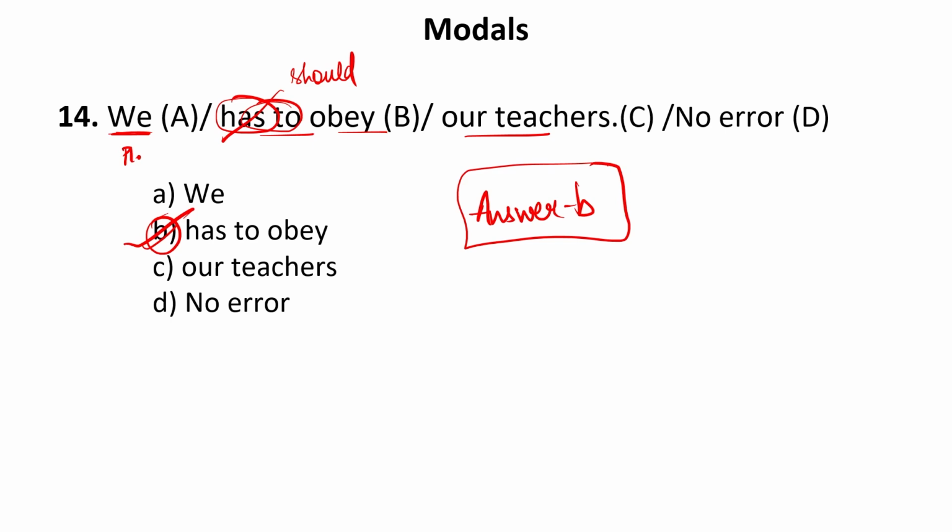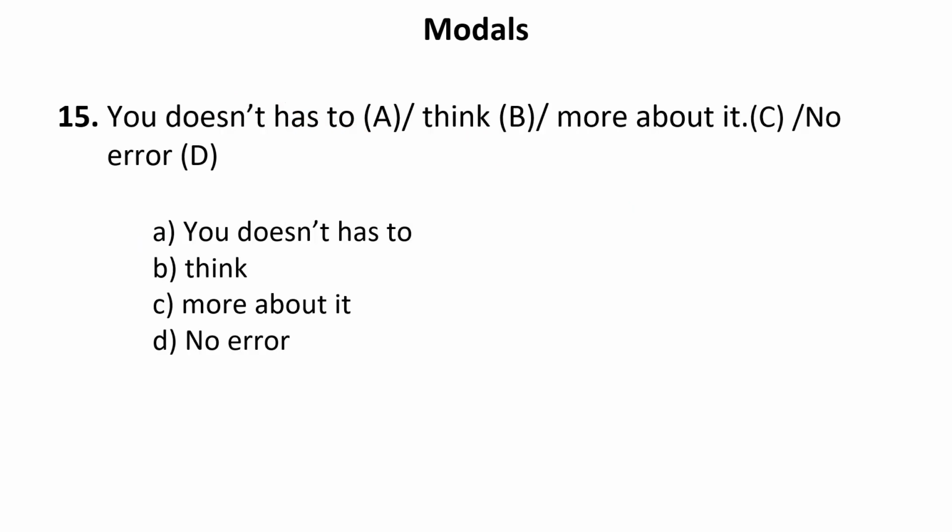Now let us move to the next one. Here the sentence is, you doesn't have to think more about it. Now in this sentence we have you, which is a plural subject. And after a plural subject we need the plural form of the verb. Whereas doesn't is singular. Also has to and doesn't cannot come together. We need only one modal. So this part is incorrect.